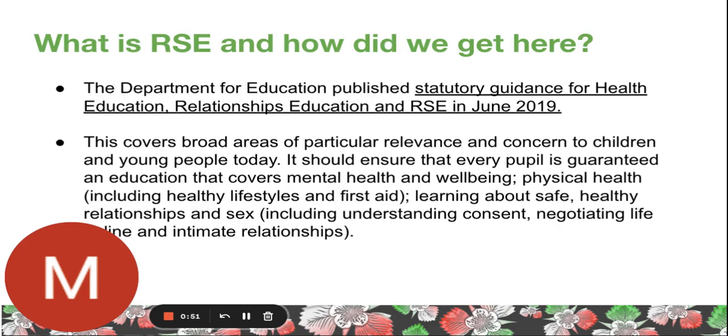In June 2019, the DfE published the statutory guidance for health education, relationships education, and RSE. This covers broad areas of particular relevance and concern to children and young people today. It should ensure that every pupil is guaranteed an education that covers mental health and well-being, physical health, including healthy lifestyles and first aid, learning about safe, healthy relationships and sex, including understanding consent, negotiating life online, and intimate relationships.